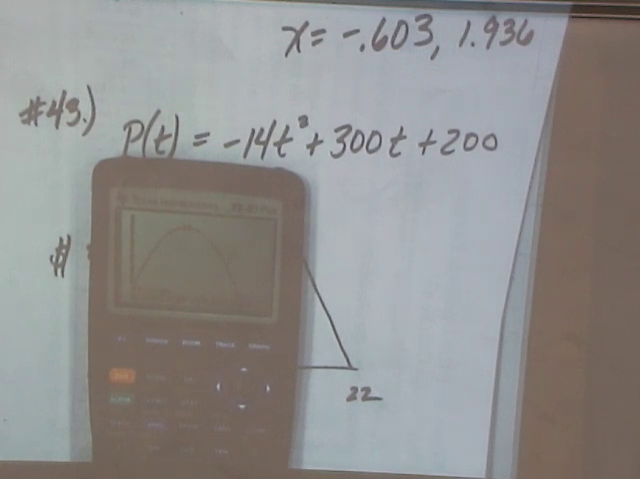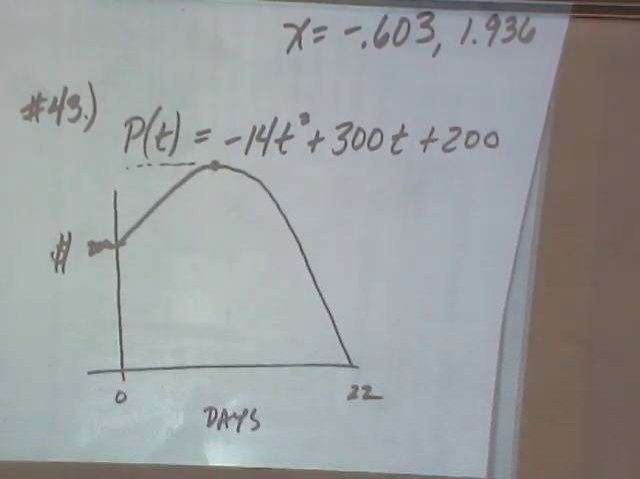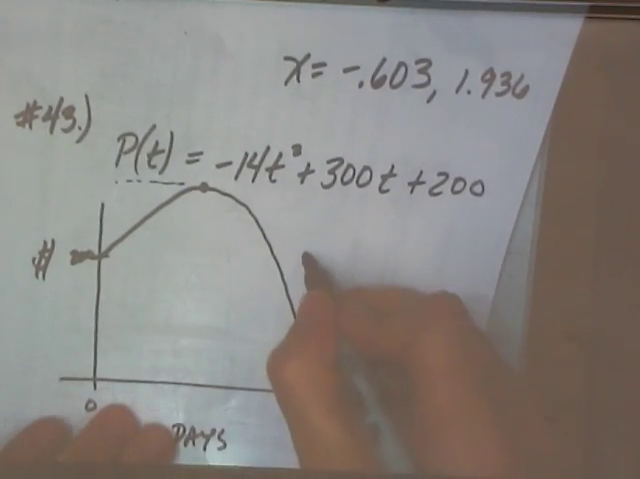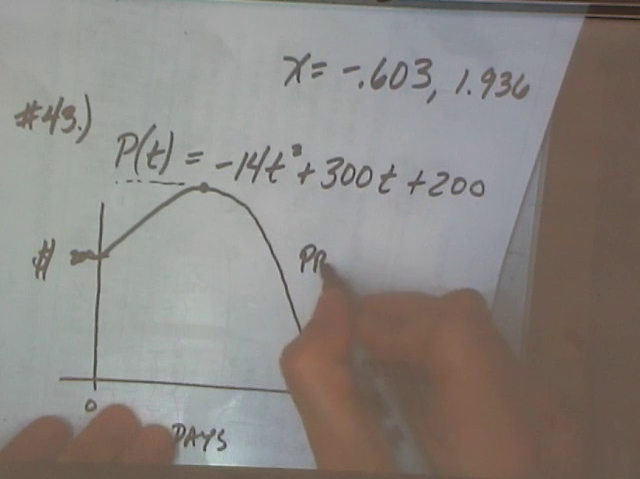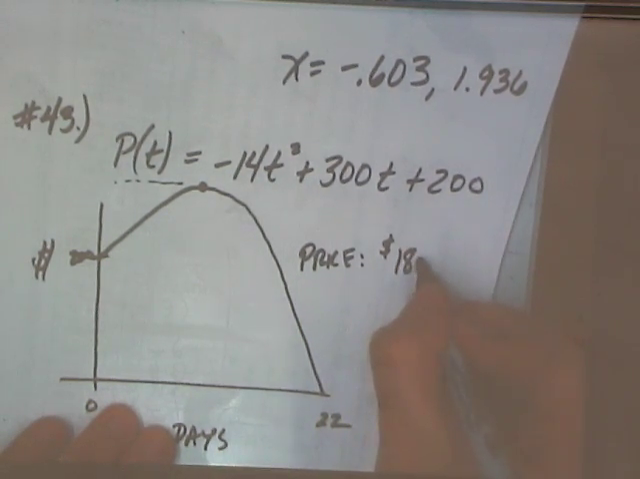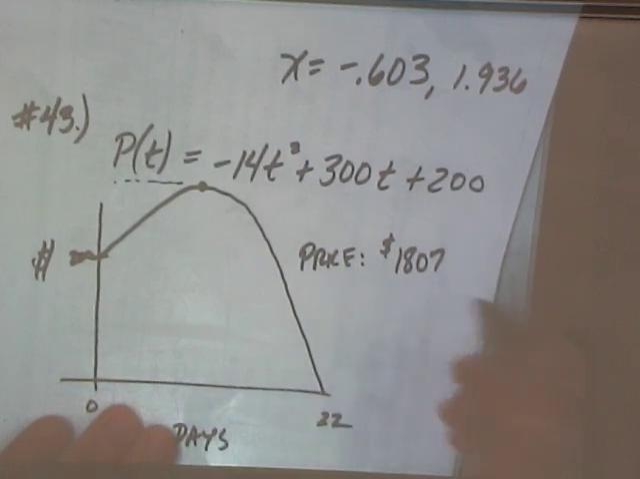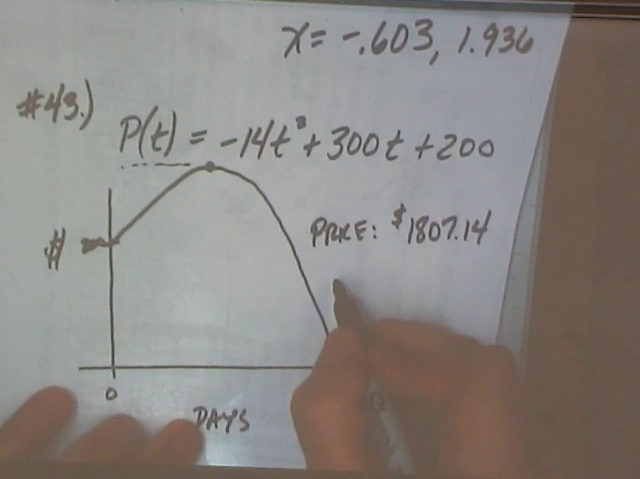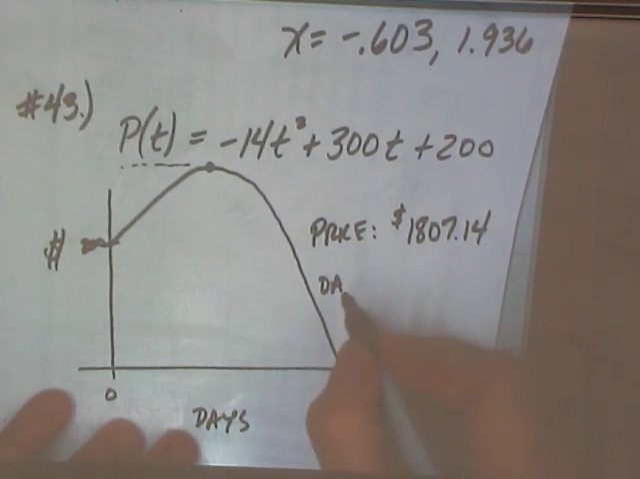So what's the highest price of the stock? Remember the Y value for our graph was the money. So the price was $18.07 and 14 cents. What day did that occur on? It was at the end of the 10th day, right?